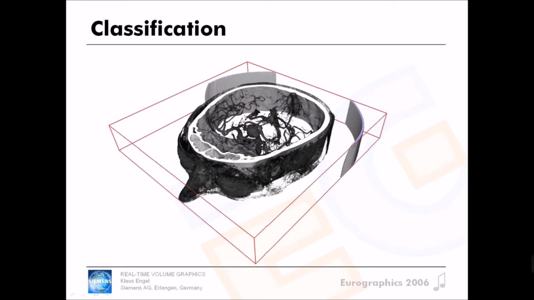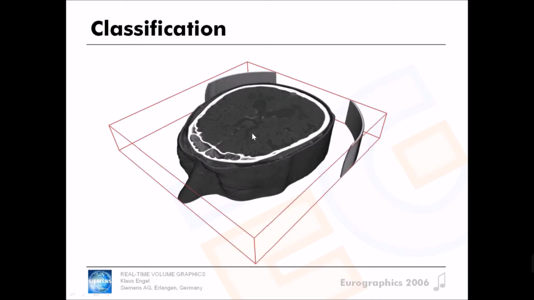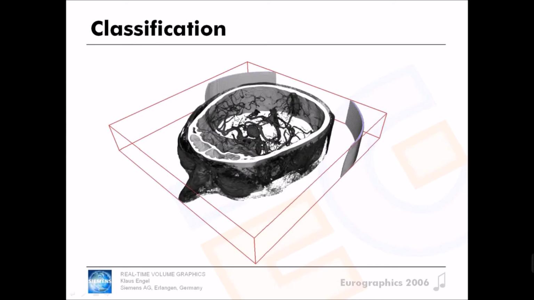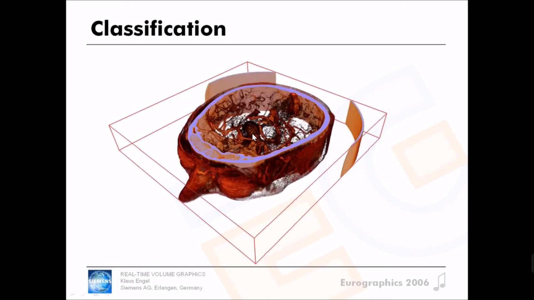You just chose a different transfer function, right? And you saw all of a sudden, here you didn't see it very well. Here you removed all the brain and just looked at the vessels, and here you shaded them in different ways, right? You can see a little more, right? So these are all classification tasks, right?